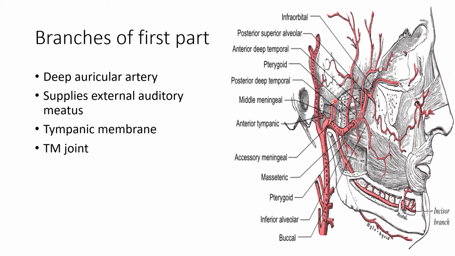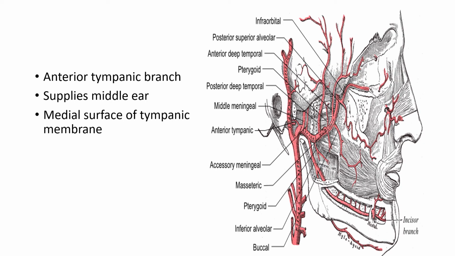Deep auricular branch is the branch which is supplying this area, the area of the external auditory meatus, and the tympanic membrane, and the TM joint is also here. So the first part is supplying this region. Okay. The anterior tympanic branch, of the first part of the maxillary artery, is supplying the middle ear and the medial surface of the tympanic membrane.